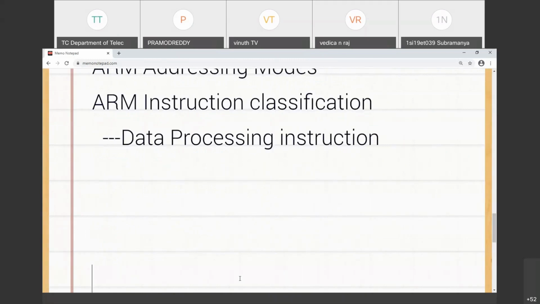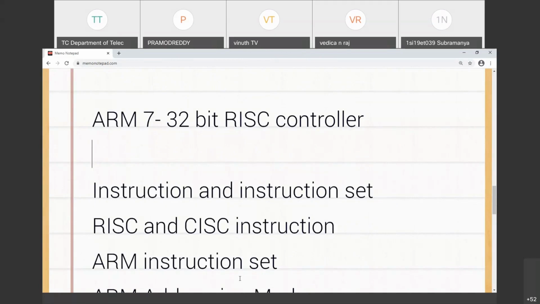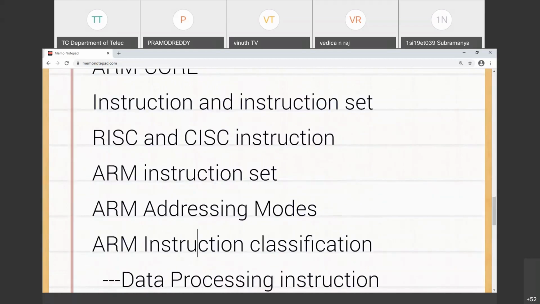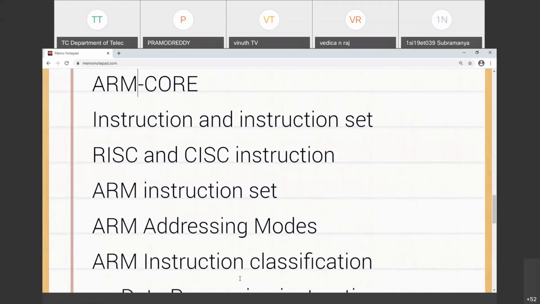That we will see. Before going to this, as I said, I need to go with the ARM7 32-bit RISC controller with the core architecture. So we will start with core architecture. I will discuss the block diagram associated with ARM and how it works. If I understand the ARM core, then the rest of the things from your syllabus point of view we will discuss in the next class. So today, instead of going with ARM core, instruction set, addressing modes and instruction classification thoroughly one by one, that is your syllabus.